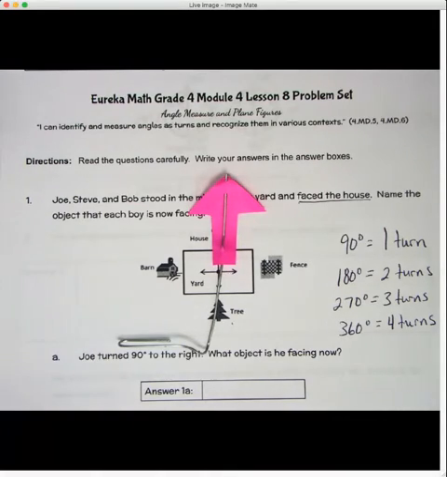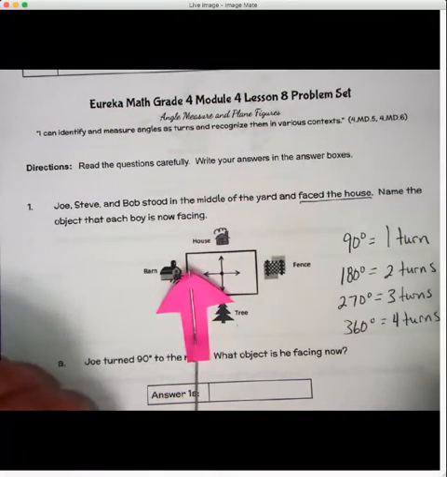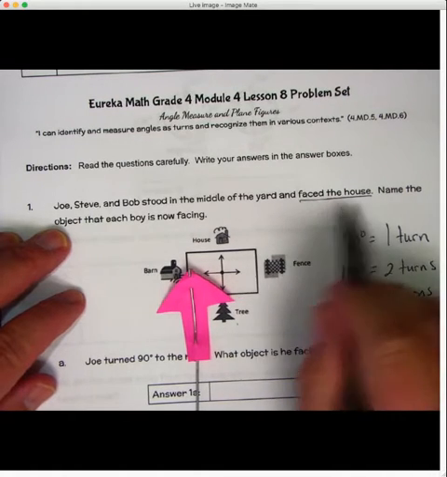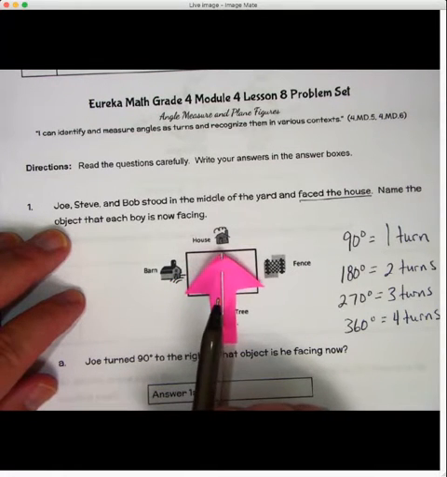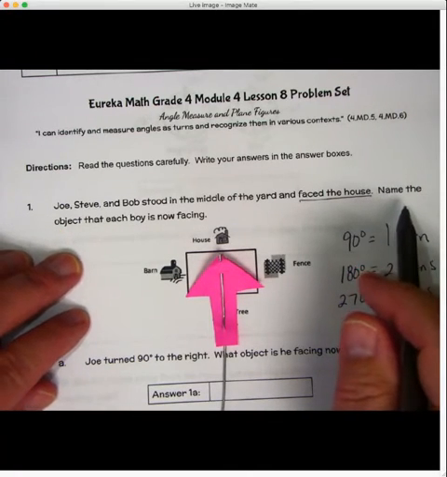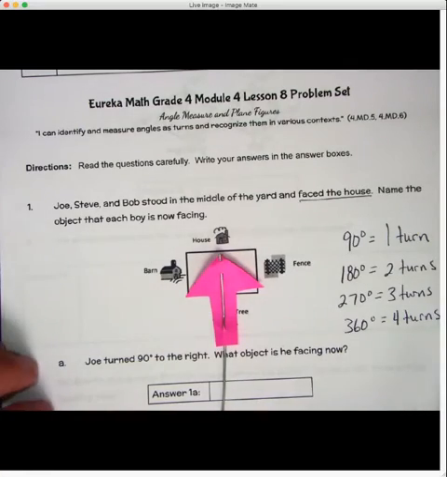So the first one, we need to read the directions up here first, and then we'll start answering these 3 questions. Joe, Steve, and Bob stood in the middle of the yard and faced the house. So we're going to put our arrow facing the house. They're all looking at the house right now. And then name the object that each boy is now facing. So let's read the directions here.